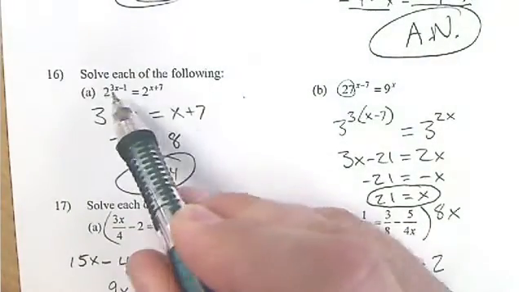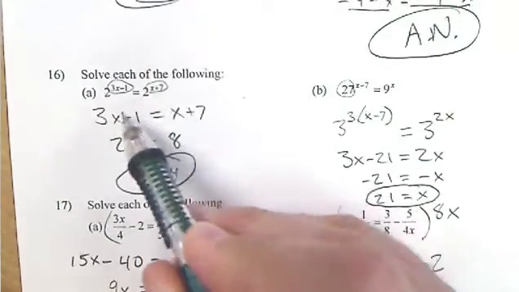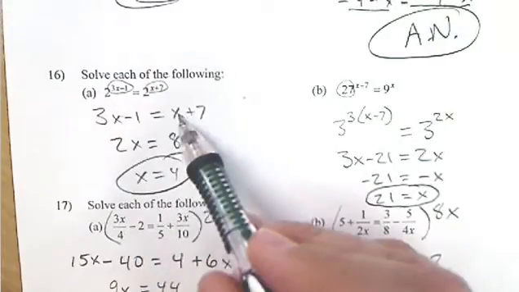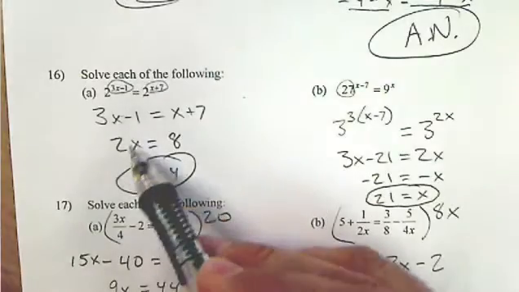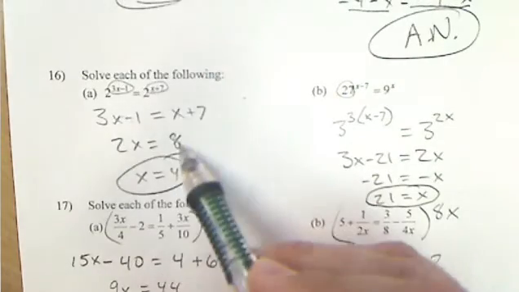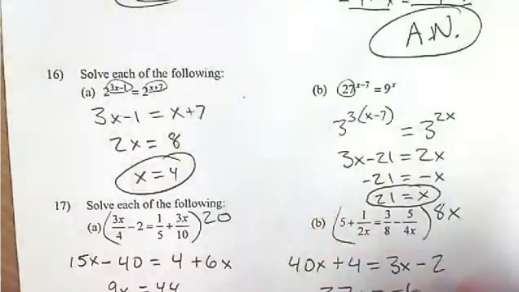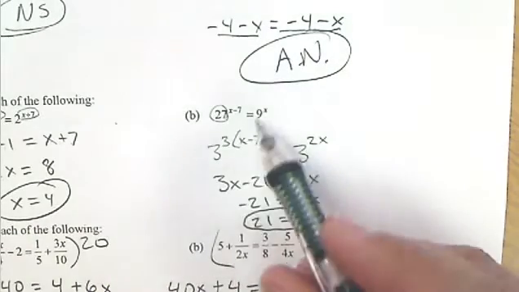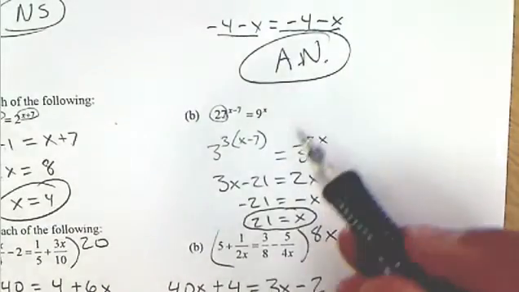Bases are the same, so I put the exponents equal to each other. And then I just solve. Subtract x from both sides, that's 2x. Add 1 to both sides, that's 8. Divide by 2, 4.